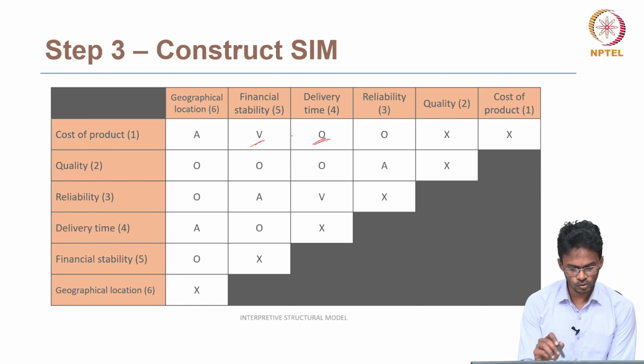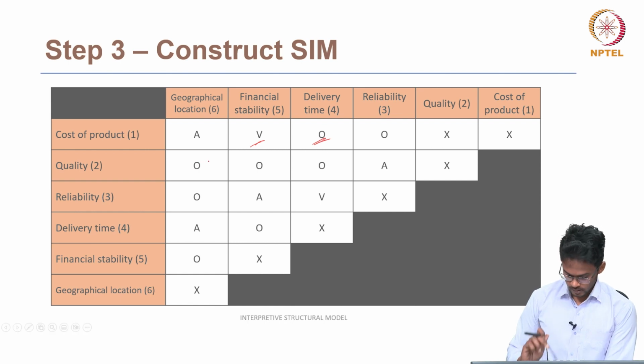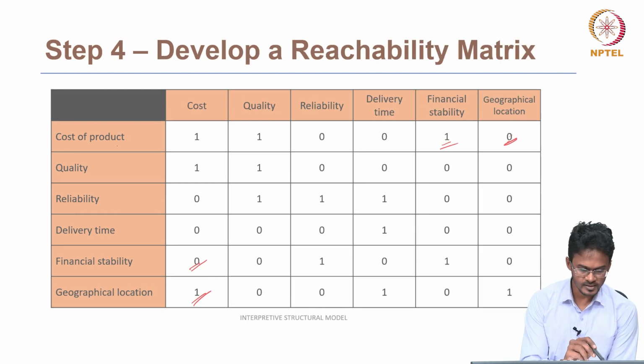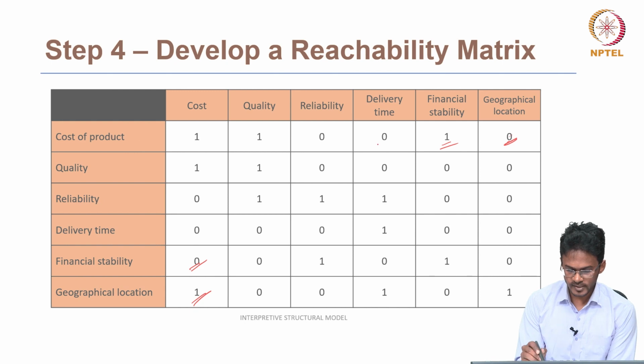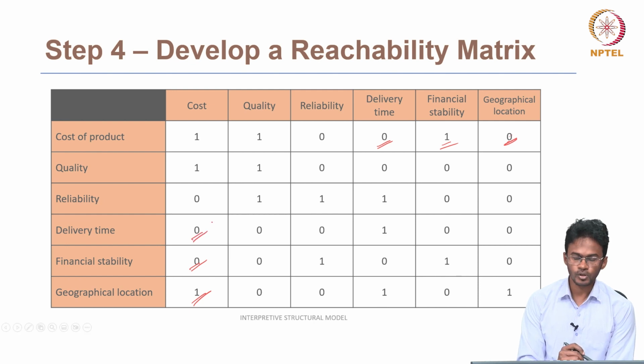As the relationship is O, cost of product does not influence delivery time. Also, delivery time does not influence cost. Hence, in the reachability matrix, cost of product and delivery time will be 0. Also, delivery time to cost will be 0, because the relationship is O, both of them do not influence each other.